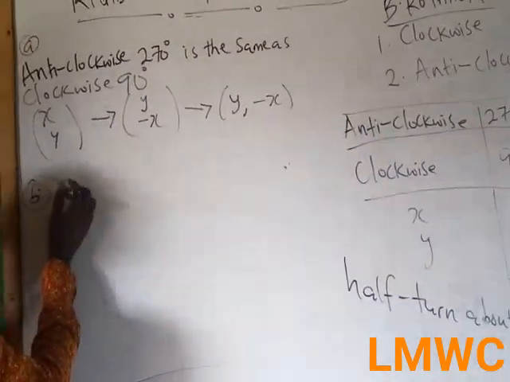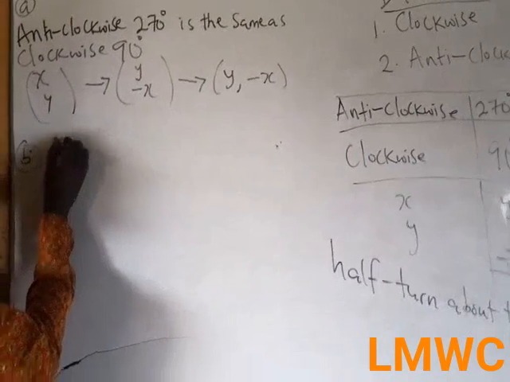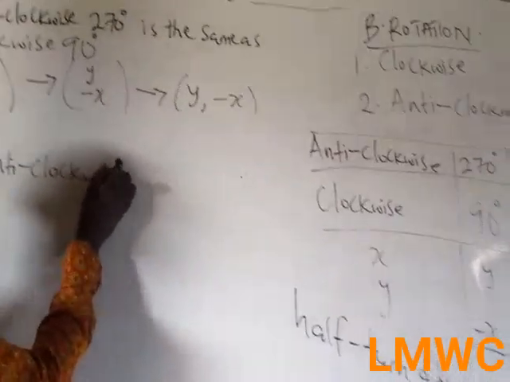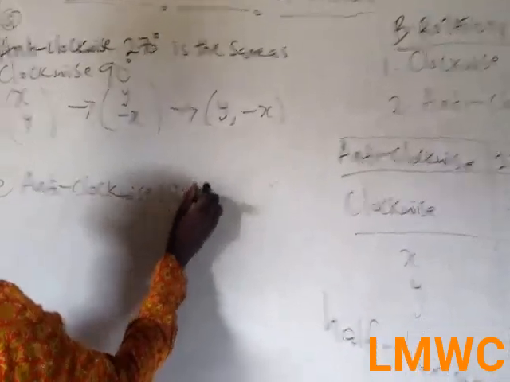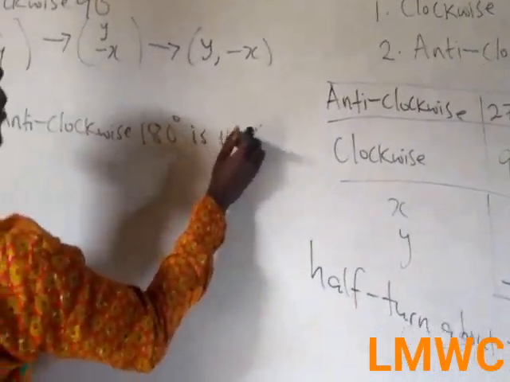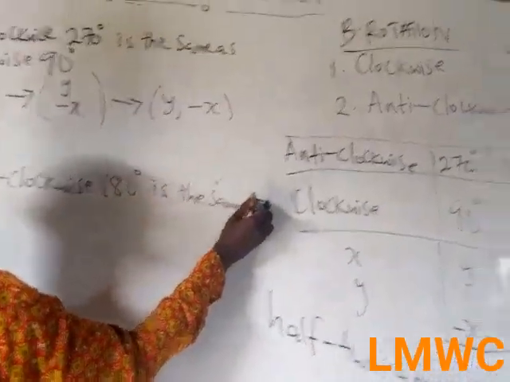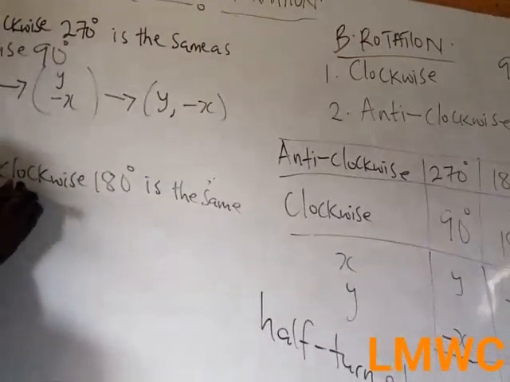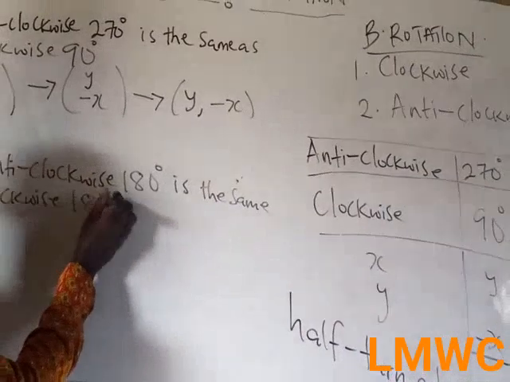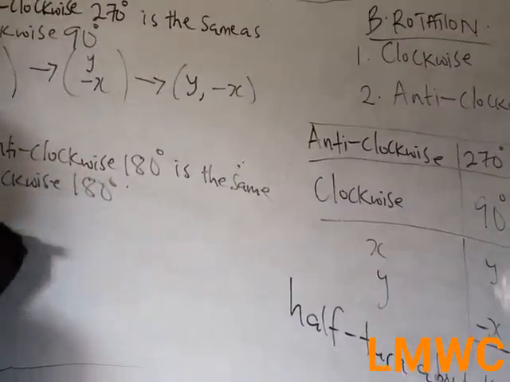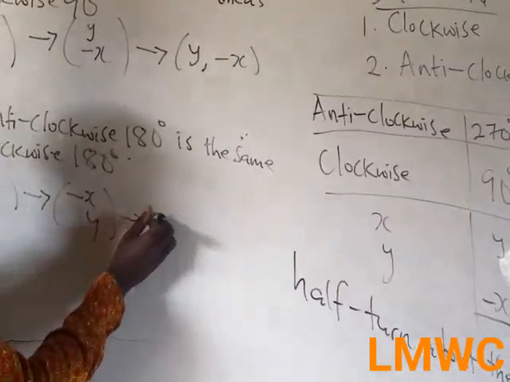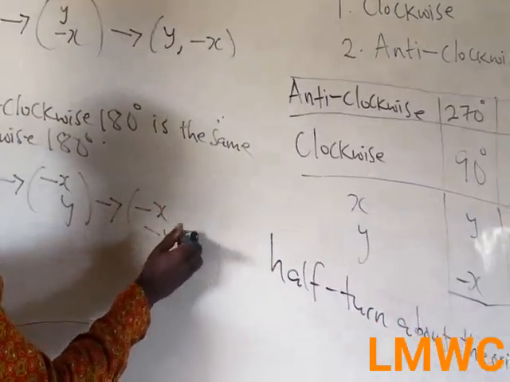B: Anti-clockwise 180 degrees is the same as clockwise 180 degrees. So (x, y) maps to (negative x, negative y).